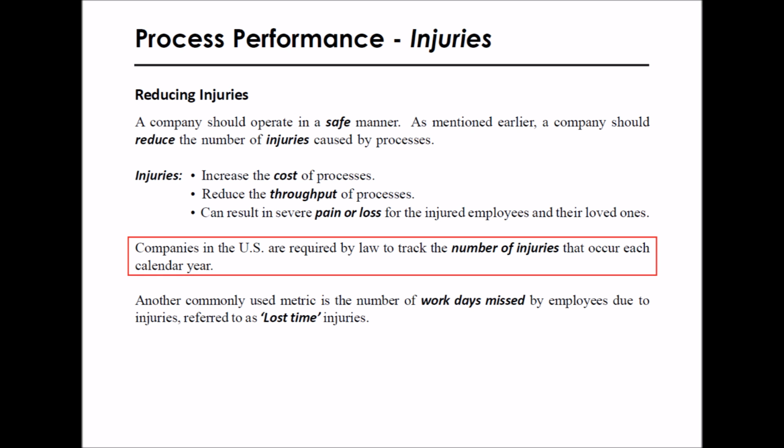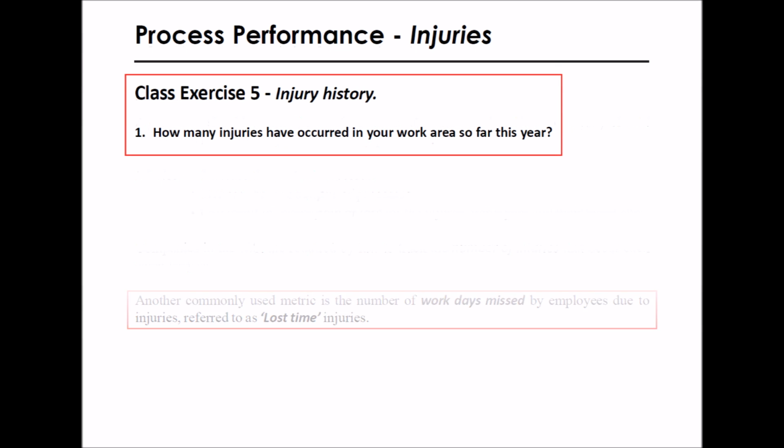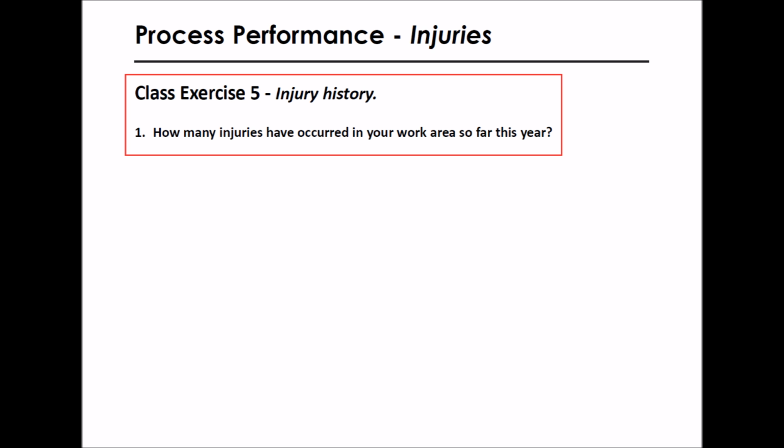Companies in the U.S. are required by law to track the number of injuries that occur each calendar year using an OSHA log. Another commonly used measurement is the number of workdays missed by employees due to injuries, referred to as lost time injuries. For class exercise 5, present the injury data to the operators: a list of injuries from the previous 12 months, including the date of each injury and a description of each injury. And let the operators answer question 1.